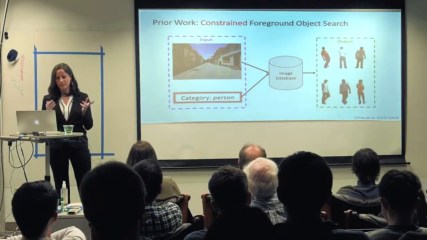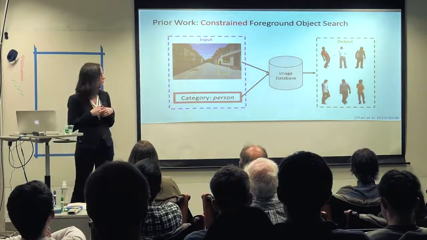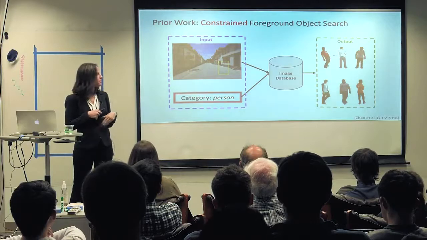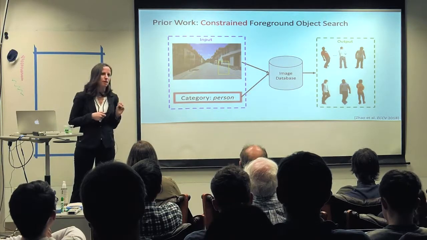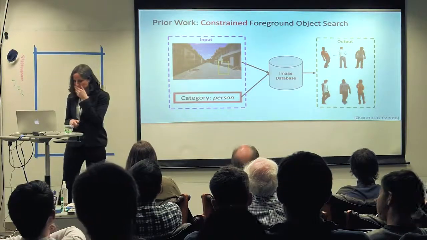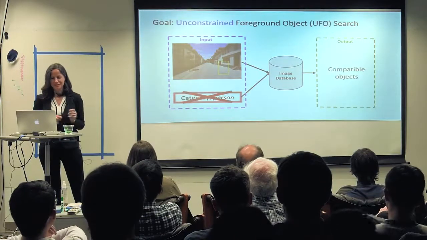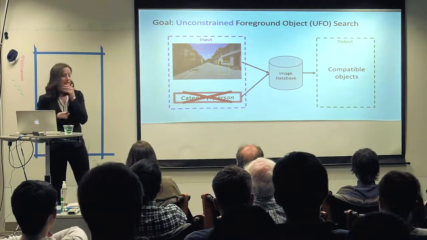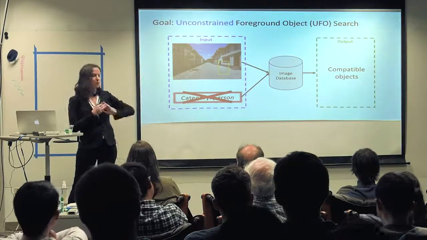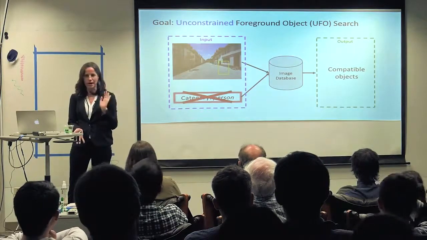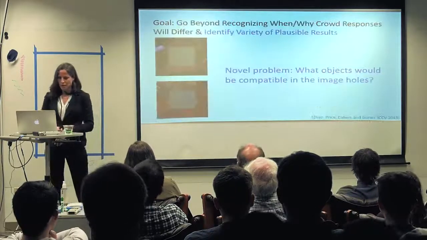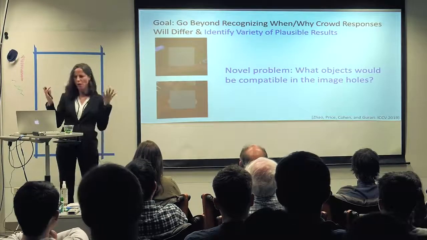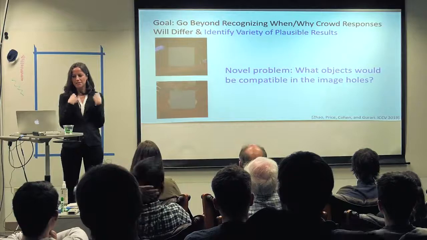In 2018, a team said, let's do a little bit better than this, and they proposed an algorithm that can take the image with the region and a category, and then look through that database and output what might be plausible things to put in that hole. Our novel idea is a problem we called unconstrained foreground object search, or UFO search. Take in an image with the region, search a database, and figure out what are all the compatible objects across all categories. So in this work, the goal is to go beyond what we did in the previous study, which was just recognizing when and why crowd responses will differ, and start to identify the variety of plausible results.